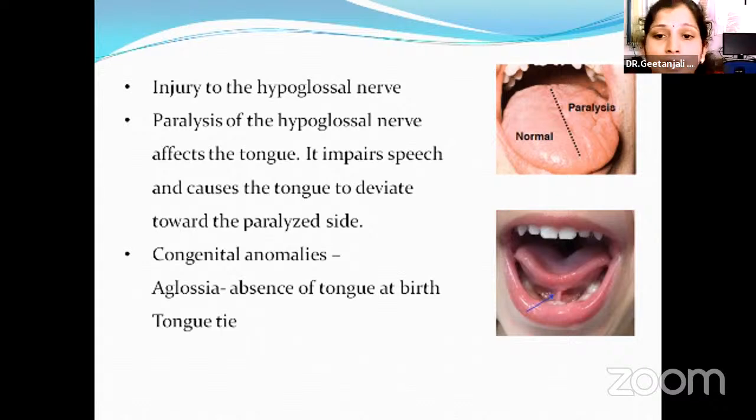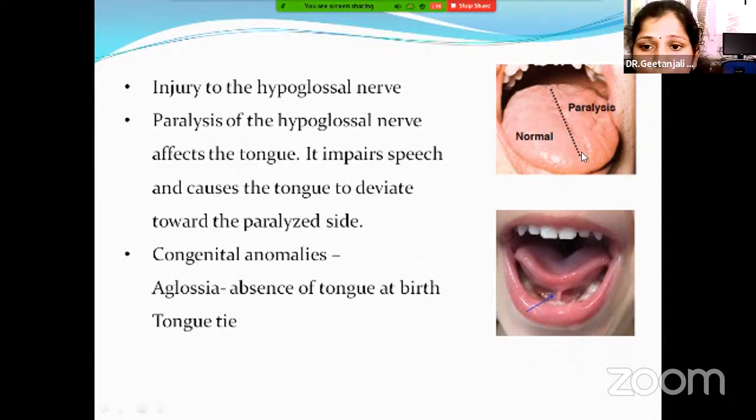See it in the figure, when we protrude the tongue, the genioglossus muscles of both sides get contracted normally. If the right side genioglossus muscle or the hypoglossal nerve of the right side gets paralyzed, the tongue on protrusion will deviate to the right side because of its ipsilateral control. See here, this is the normal tongue and this is the paralyzed tongue, and this deviates towards the left side.